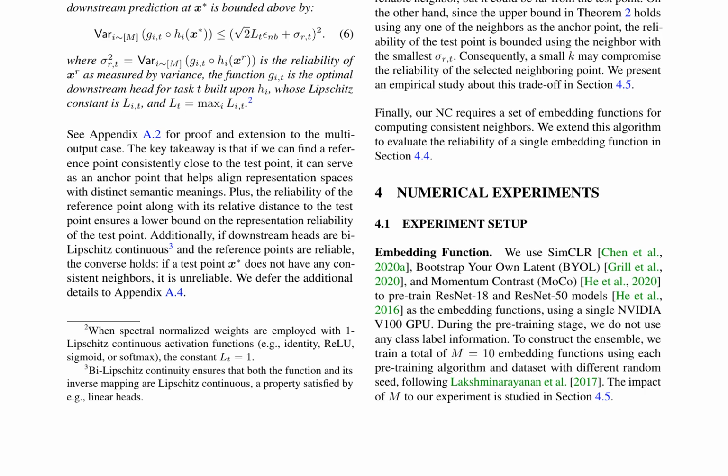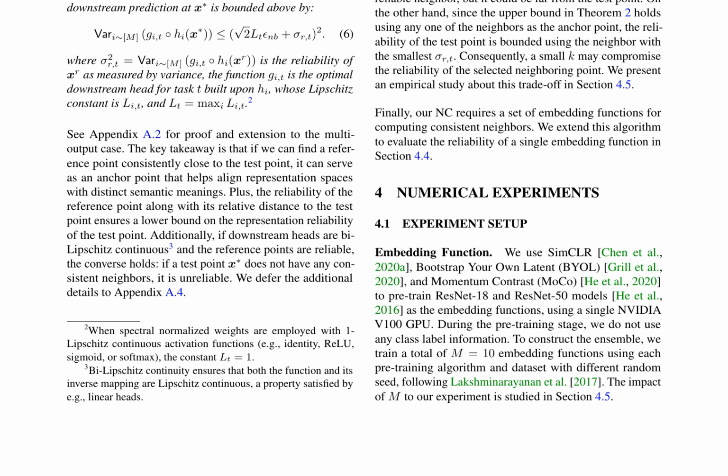In practice, identifying a single reliable reference point is challenging without prior knowledge of the downstream tasks. Instead, the authors propose drawing a set of reference points, denoted as x_ref, and computing the number of consistent neighboring points within x_ref to estimate the representation reliability. The neighborhood consistency, NC, of a test point x is defined as the similarity between the sets of nearest neighbors of x among x' ∈ x_ref across different embedding functions.